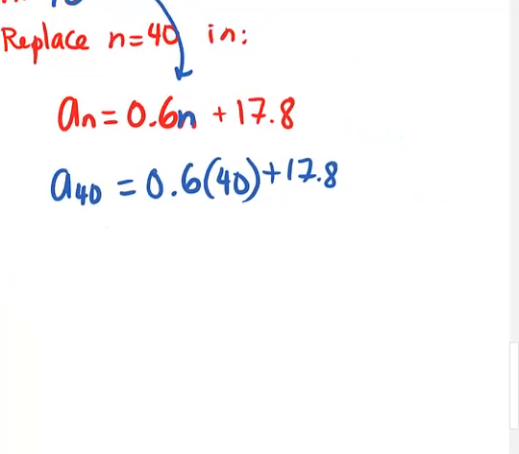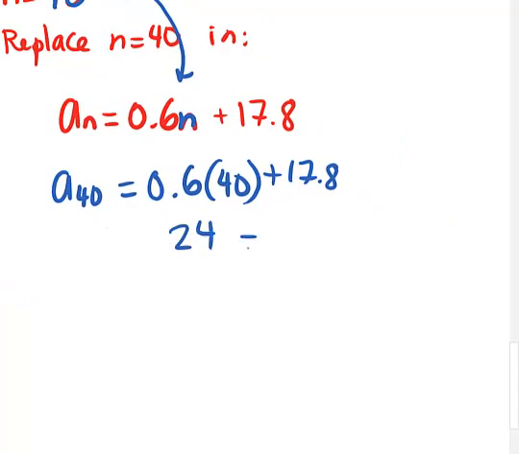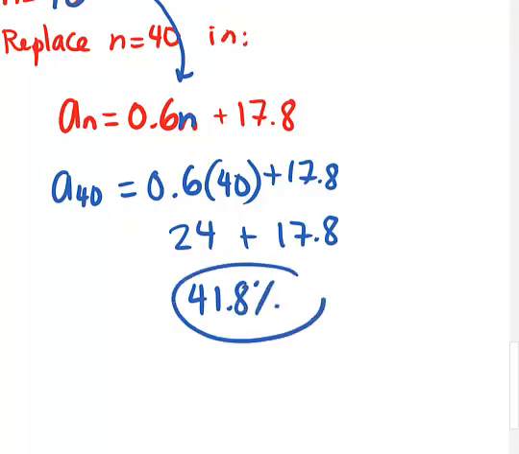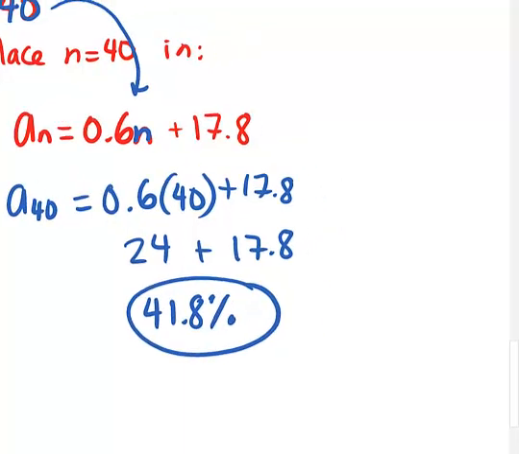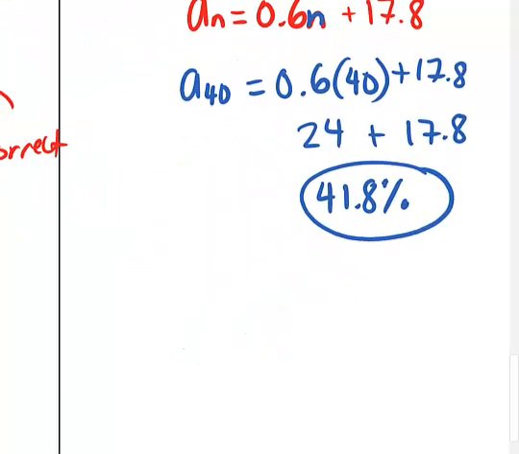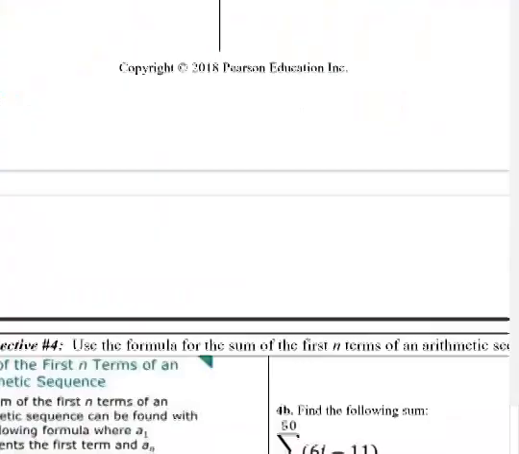17.8, okay. So I believe that's 24 plus 17.8. That's going to be, let's see, 41.8. So it looks like 41.8% of women over 25 in 2030 will have graduated college. That's pretty good, huh? Interesting. I wonder how accurate that is.